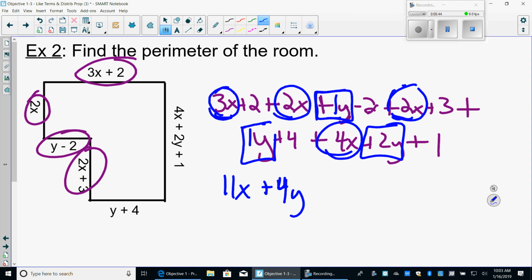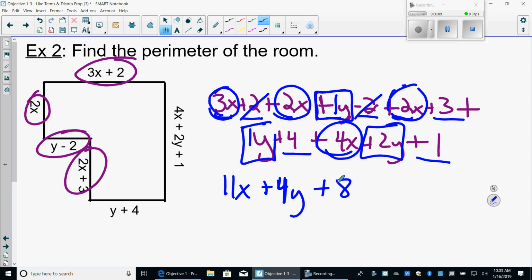4y's. With me on that? And then your numbers, those two cancel out, that's 0. And then 3 plus 4 plus 1 is plus 8. And that is the exact same thing we got a minute ago. We just lined up all our x's and lined up all our y's and lined up all our numbers, kind of like in columns. Okay?